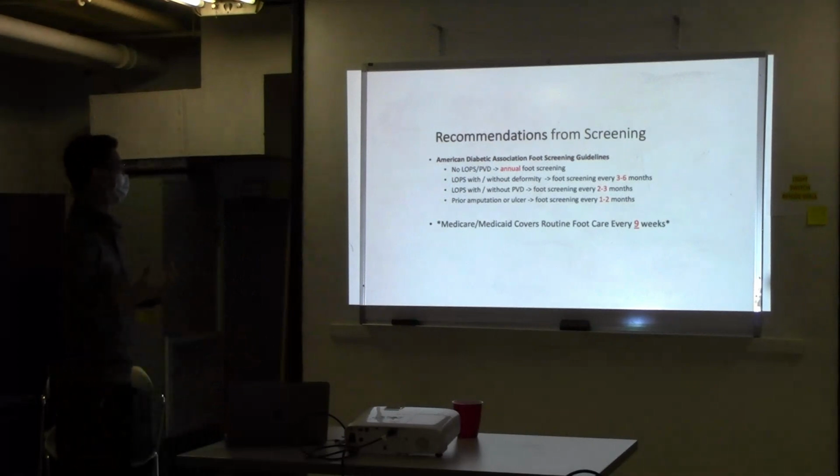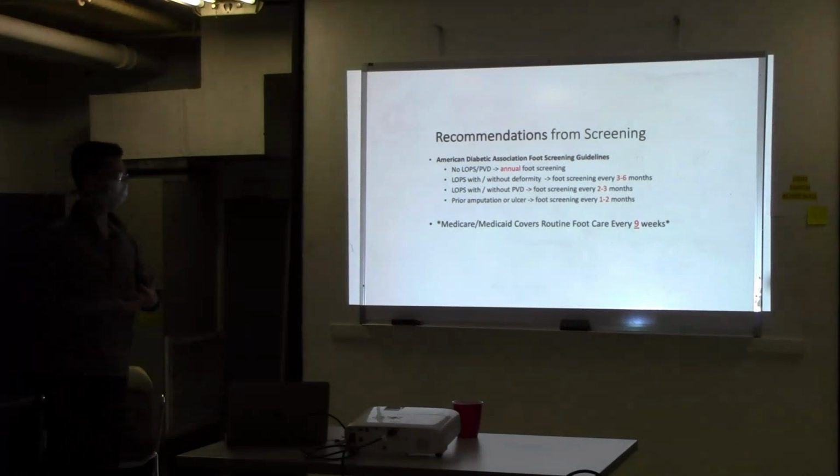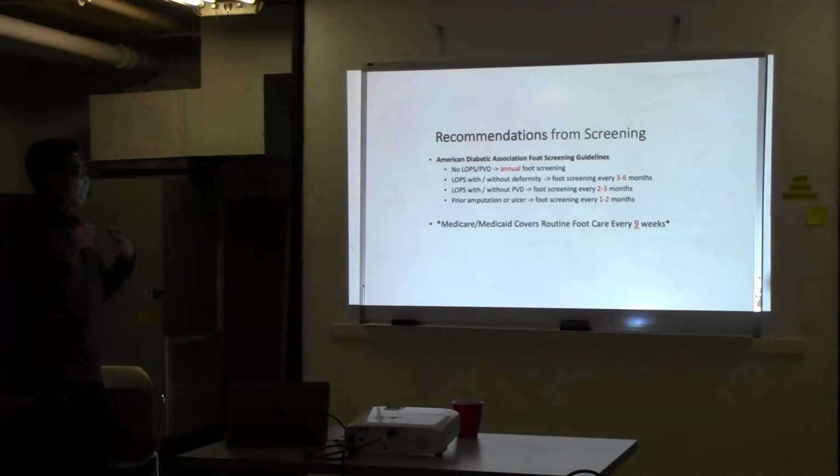Based on the American Diabetes Association guidance, we always do this after the diabetic patient comes in: we determine which criteria the patient belongs to. If the patient shows no loss of protective sensation or peripheral vascular disease, we want to see them annually, every year. If they have a loss of protective sensation with or without deformity, deformity meaning things like calluses, we want to see them every 3 to 6 months.